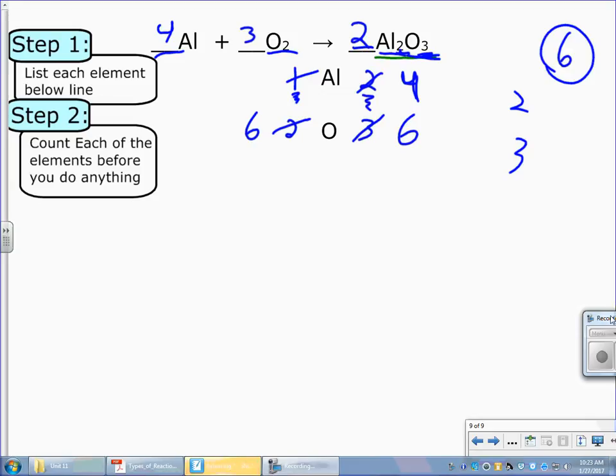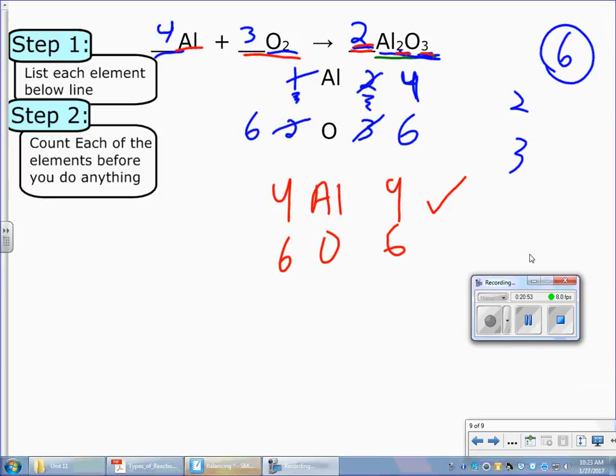So do that final check yourself before you wreck yourself here, and you go through and say, 4Al on the left, and we have 2 times 2, so 4 on the right. Check. And we do 3 times 2, we have 6 oxygen on the left, and we do 2 times 3, we have 6 oxygen on the right. So that is fully balanced here. So why don't you guys go into your notes and finish the problems in aim number 1.